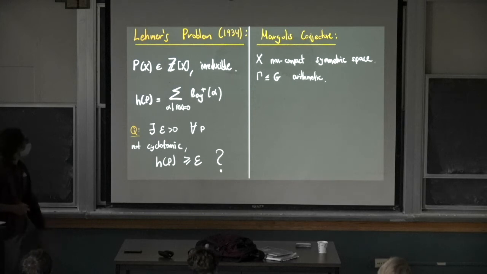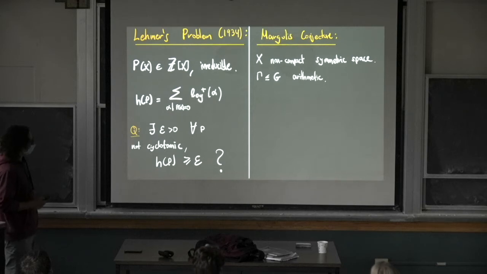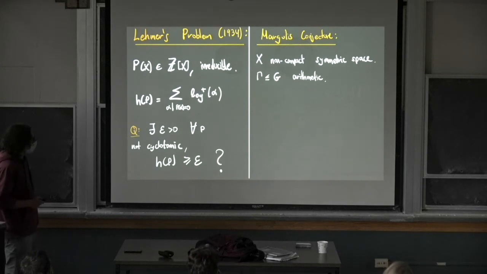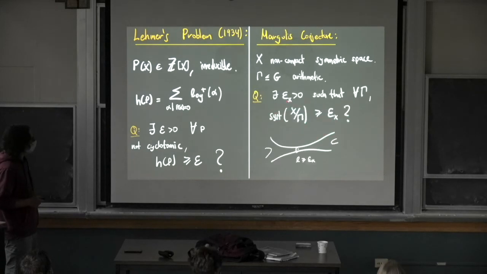X mod Gamma. So just recall what X was: a symmetric space, and Gamma an arithmetic lattice. And then the question is whether there exists some constant epsilon_X greater than 0, such that for all the arithmetic lattices, the systole, which is the shortest curve in the manifold, is greater than or equal to epsilon_X. So here I have to assume that this is compact, or I will assume that this is compact, okay?